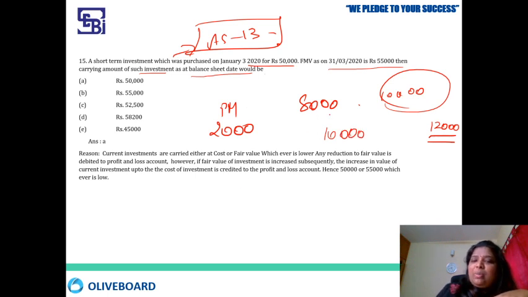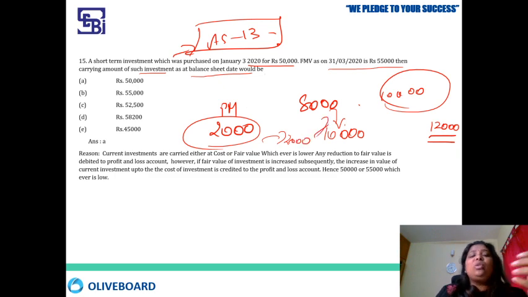Ma'am, now 8,000 rupees it was there. Now I am bringing back to 10,000. So how will I bring back? Whatever you charged to P&L, you will be crediting the same to the P&L and you will be moving it to the investment. That's it. You're getting it? It is just to make sure that your investments are carried prudently. If there is any reduction in its value, that has been captured.